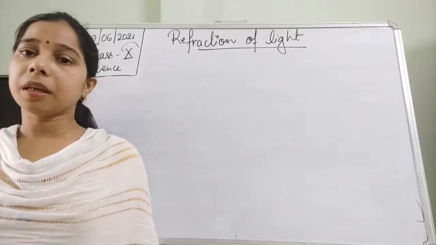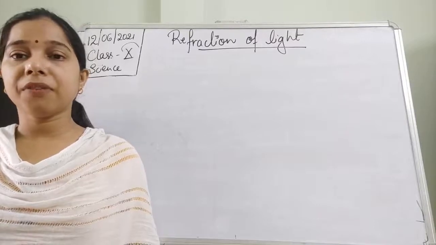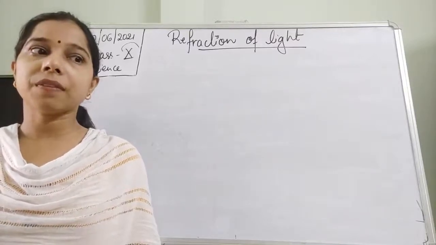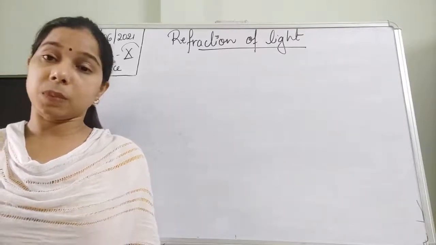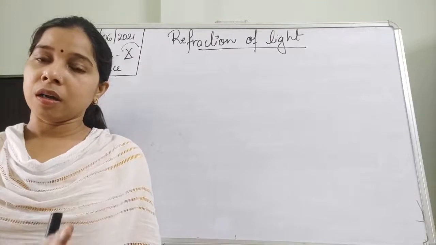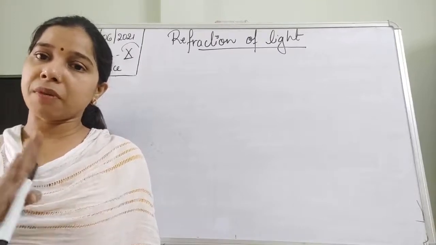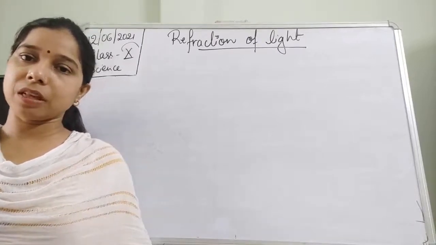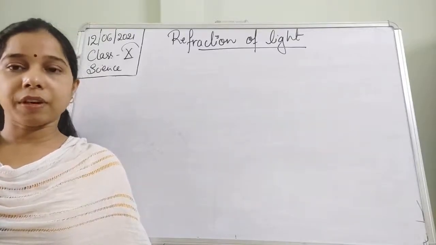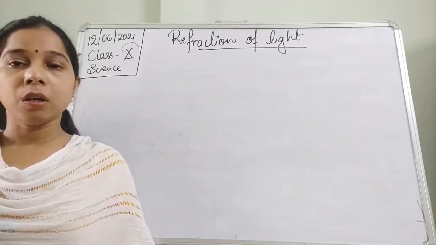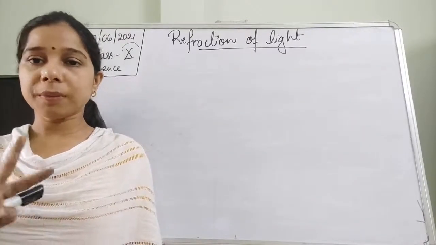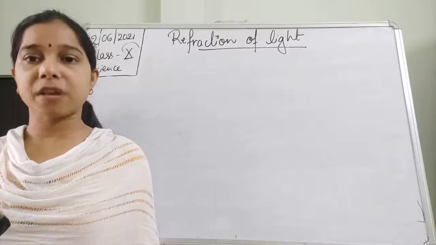Then we also came to know that the refractive index of medium 2 with respect to medium 1 will be equal to the reciprocal of the refractive index of medium 1 with respect to medium 2. So it will be just opposite to that. It will be just the reciprocal of that.